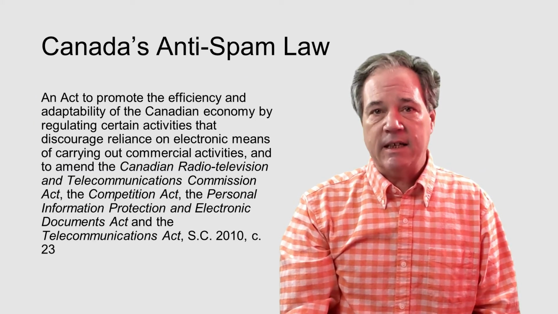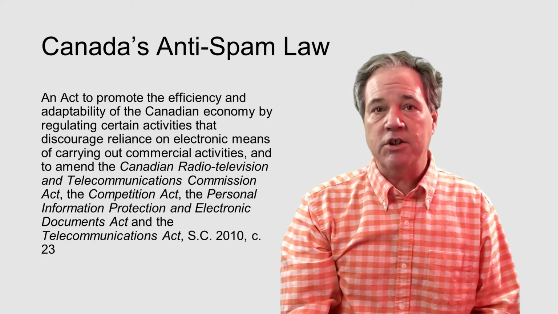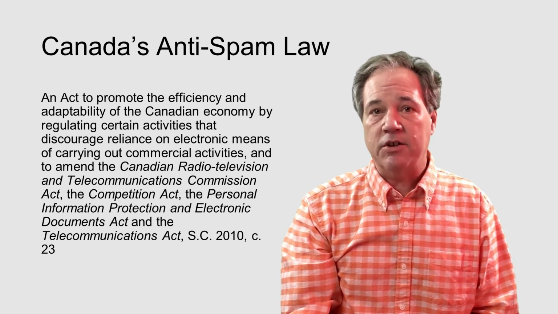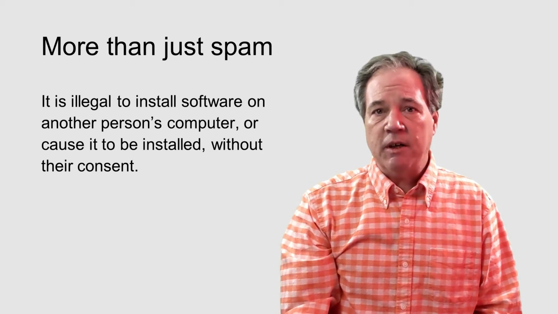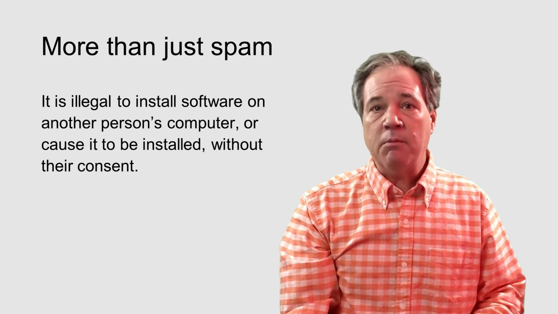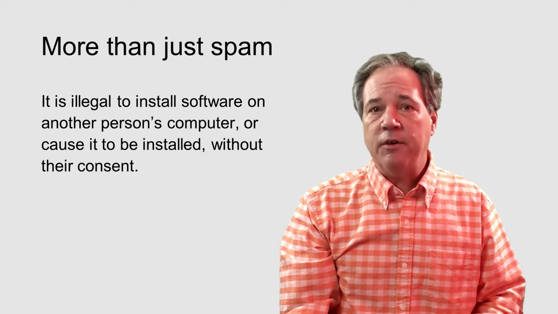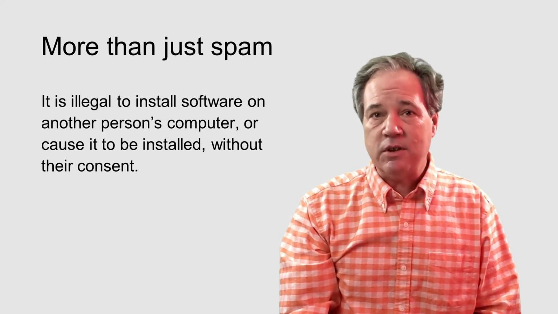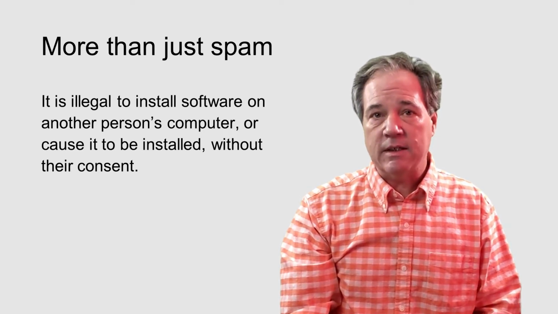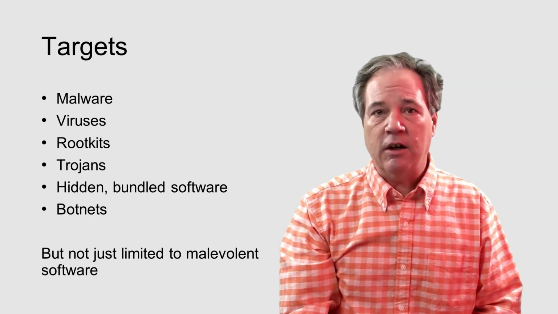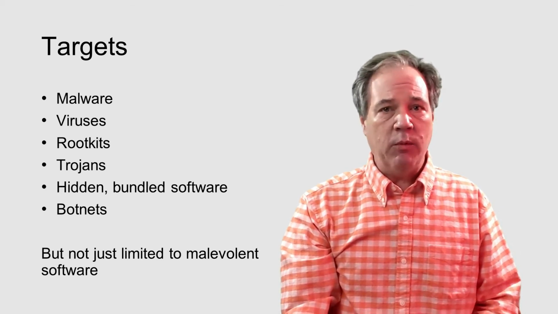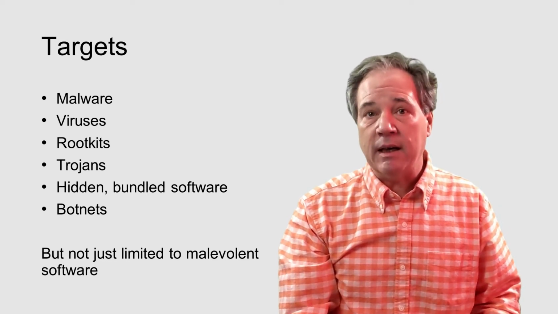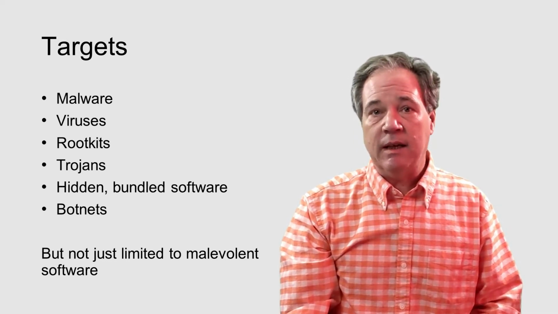So we're talking about Canada's anti-spam law. The official title is much longer, and it also includes 2 sets of regulations to make it more complicated. Now, despite the snappy title that most of us use, Canada's anti-spam law, it's about more than just spam. It has often overlooked provisions that make it illegal to install software on another person's computer or cause it to be installed without their consent. It was clearly put into the law to go after bad stuff like malware, viruses, rootkits, trojans, malware bundled with legitimate software, and botnets. But it's not just limited to malevolent software.